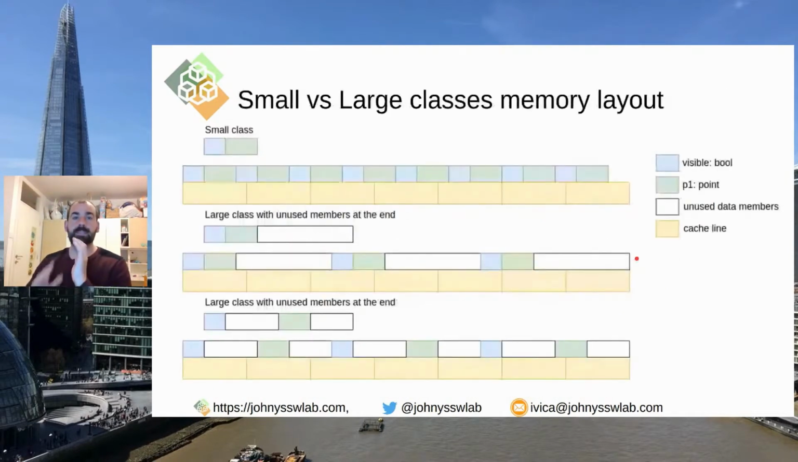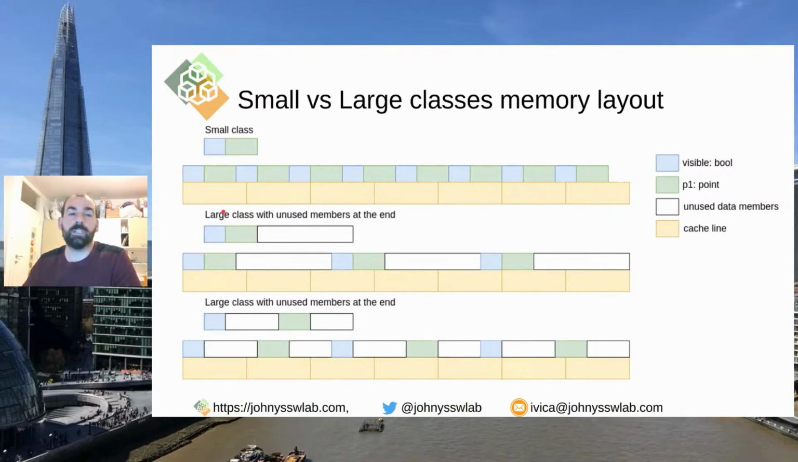Okay. Here is an example of memory layout if you have small versus large classes. So this is a small class. The blue one is visible and the green one is a point member, and the orange is the cache line. This is your vector, and you see how your vector transits to cache line. The first object fits completely in cache line 1. The second object is split between cache line 1 and cache line 2. But that doesn't make a problem because cache line 1 is already loaded, and cache line 2 you will load when you need it, or the prefetcher will load it for you.